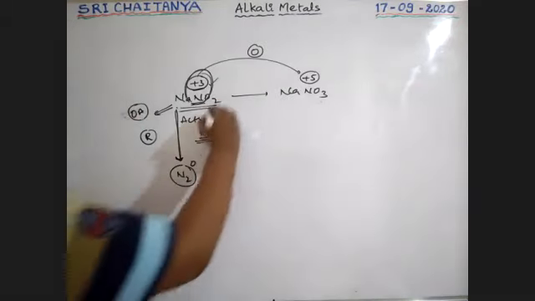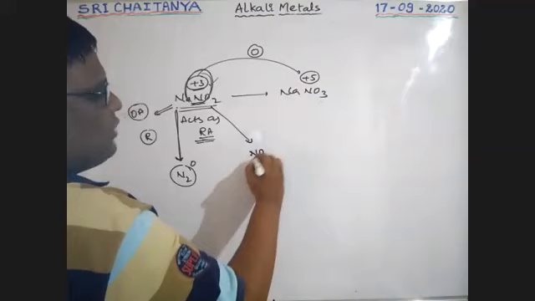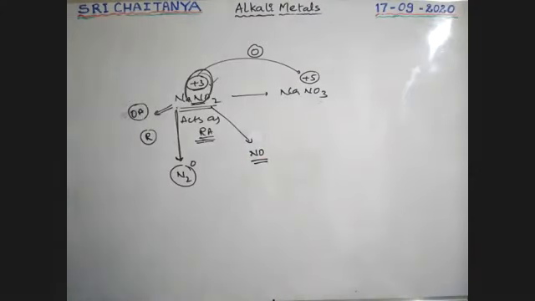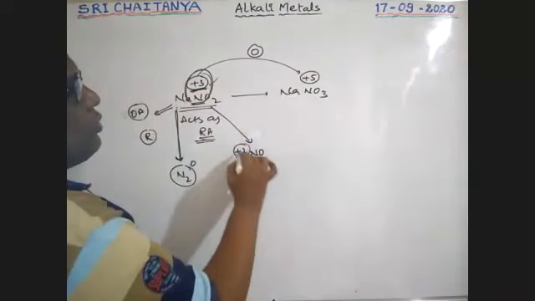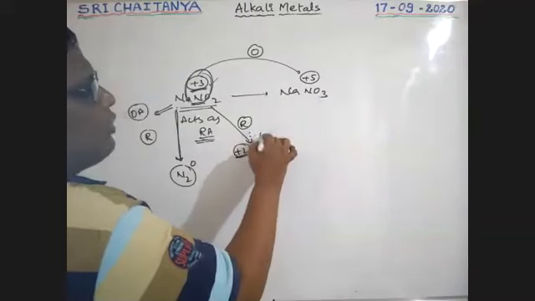For example, if NaNO2 converts into NO, here nitrogen is in +2 oxidation state. +3 changes to +2, so it is reduced. Therefore, it acts as oxidizing agent.